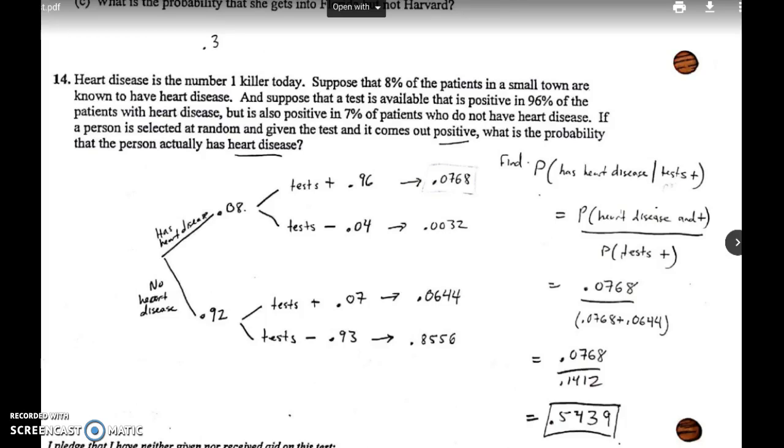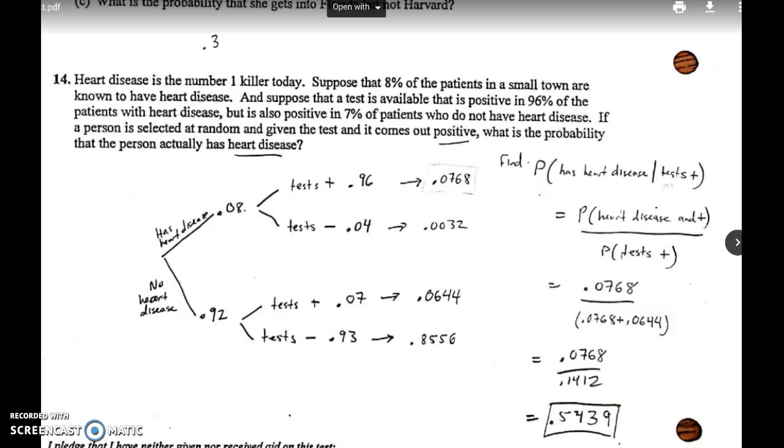Okay, we're picking up with question 14 on the practice 6C test. Number 14 says, heart disease is the number one killer today. Suppose that 8% of the patients in a small town are known to have heart disease. And suppose that a test is available that is positive in 96% of the patients with heart disease, but is also positive in 7% of the patients who do not have heart disease.